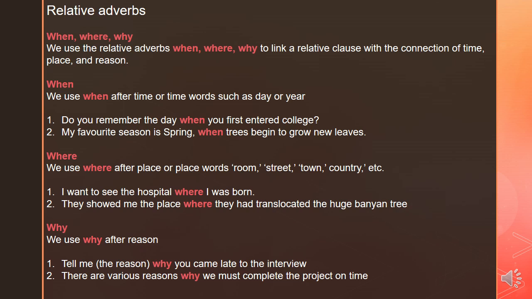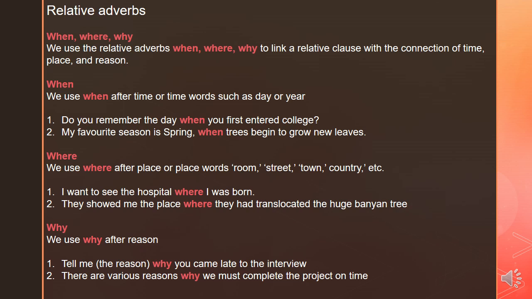Next, my favorite season is spring, when trees begin to grow new leaves. Again, here he is talking about the season, which is a spring season. Everyone has their favorite season. I think most of you like summer season because you got to spend some time with your families.